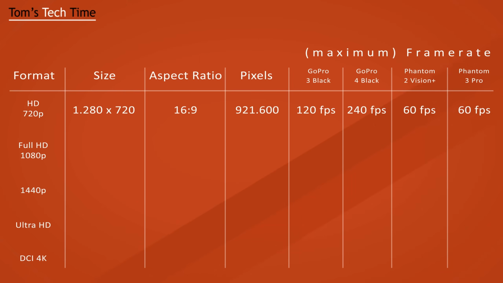Next up is Full HD, which is often named 1080p and which is the standard these days. Its size is 1920 x 1080 and it has an aspect ratio of 16:9 as well. It consists of 2,073,600 pixels per single frame. With the GoPro Hero 3 Black, you can record in Full HD with a maximum of 60 frames per second.